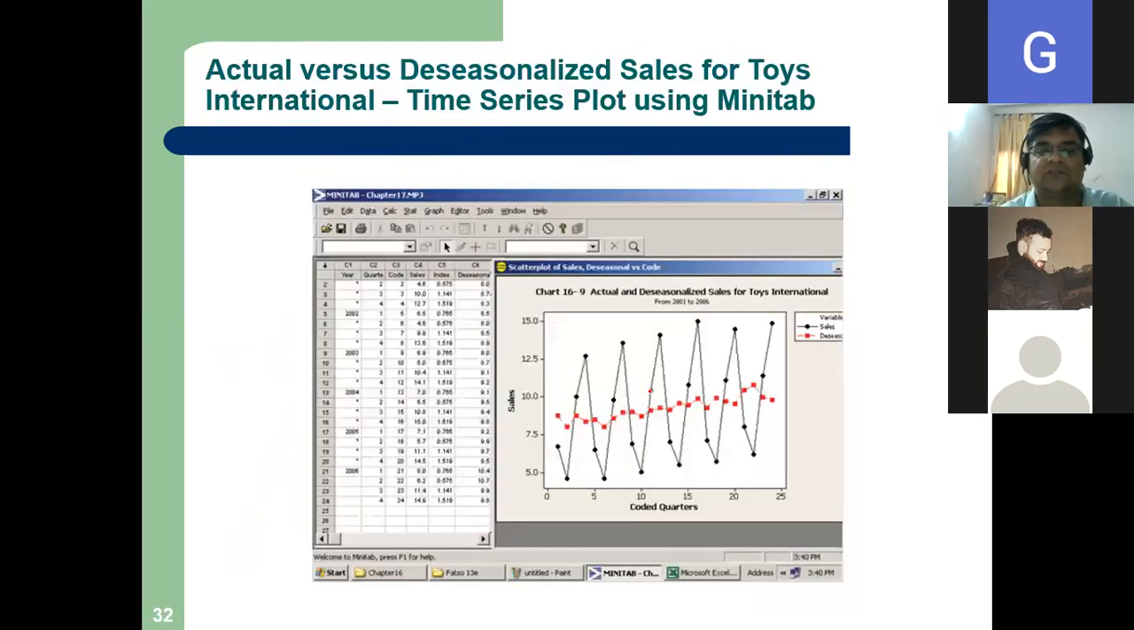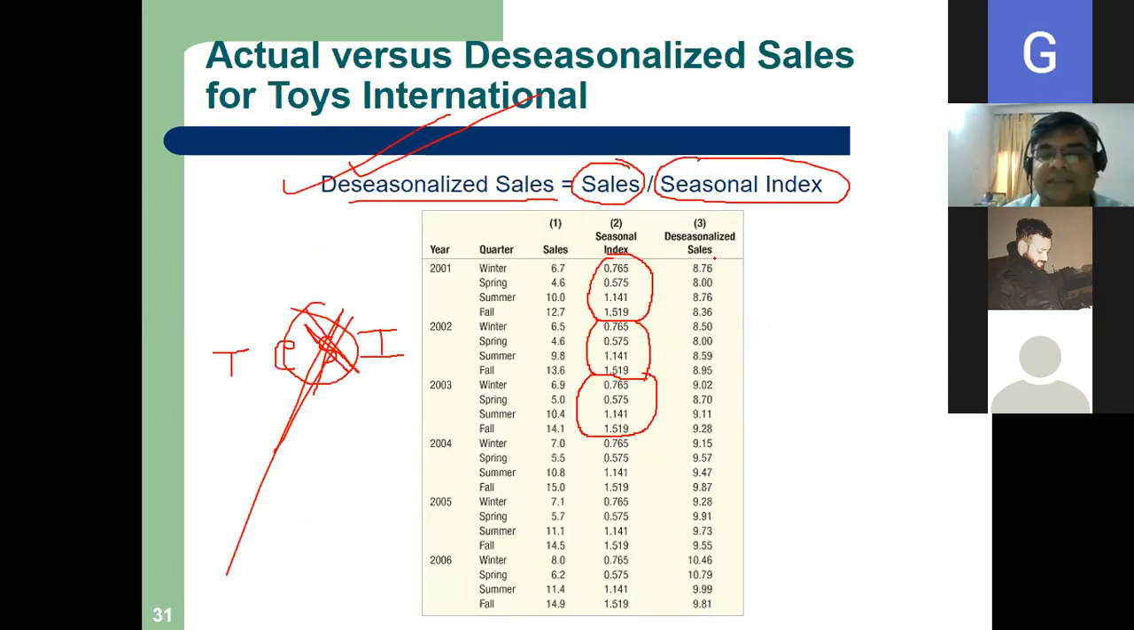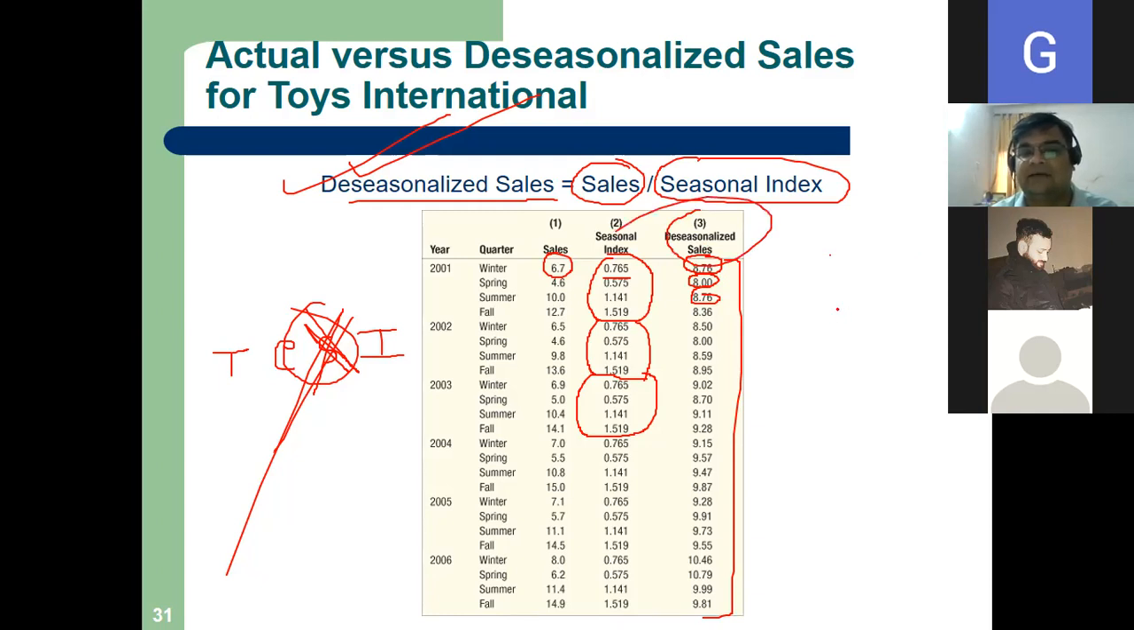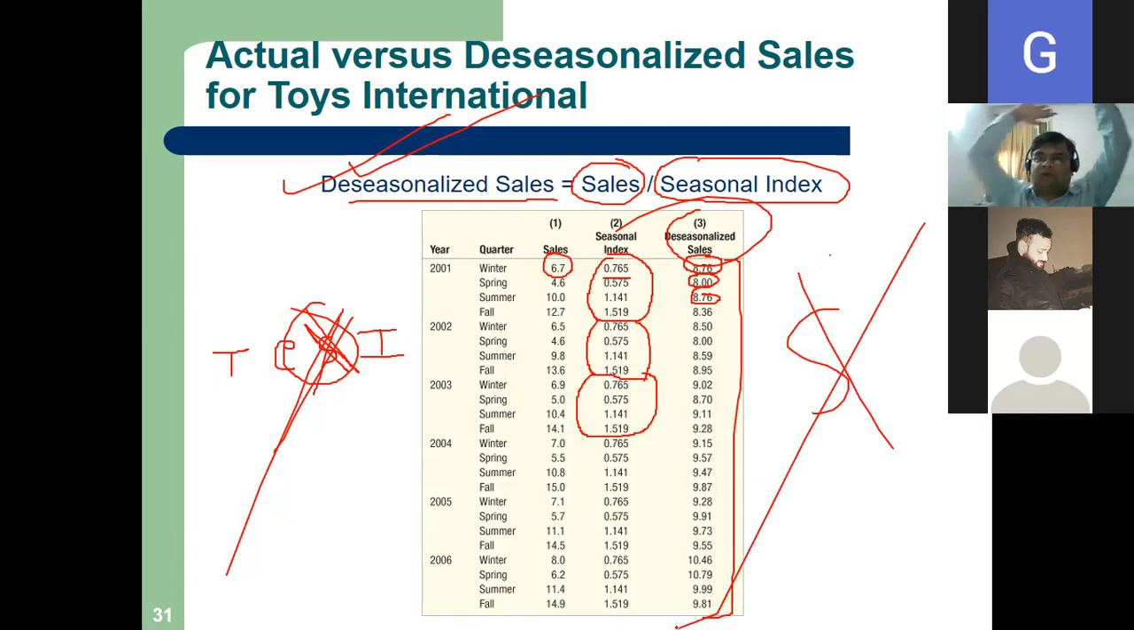So actually what have I done? This is our D. We divide the actual cells, 6.7 by 0.765. It is 8.76. Again like this, like this, like this. So these are my deseasonalized cells. No S is there in this column. S have been removed. And our purpose is solved.